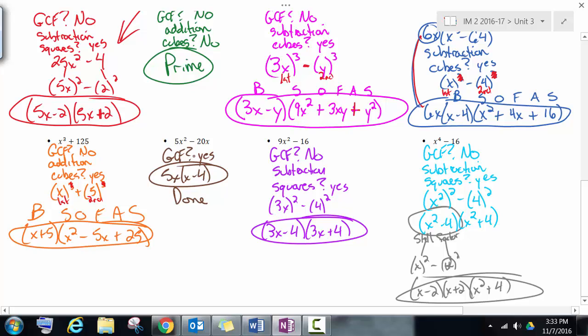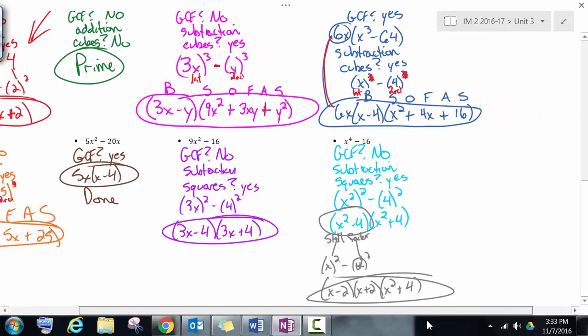All right, this one. Is there a GCF? Yep, we take out 5x. And now there's no x squareds to break down. So we can't factor it anymore. So we're done. It's just 5x times x minus 4. We can't break it down anymore.